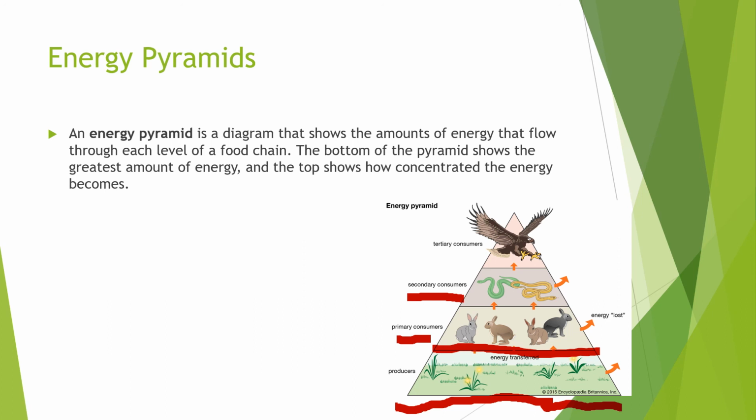And then up here we have the hawk, and that will eat the snake. Now this is where there is the least amount of energy. That doesn't mean that the animals or organisms at the top of the energy pyramid don't have as much energy. It just means that they need to eat a little bit more in order to acquire that same amount of energy.